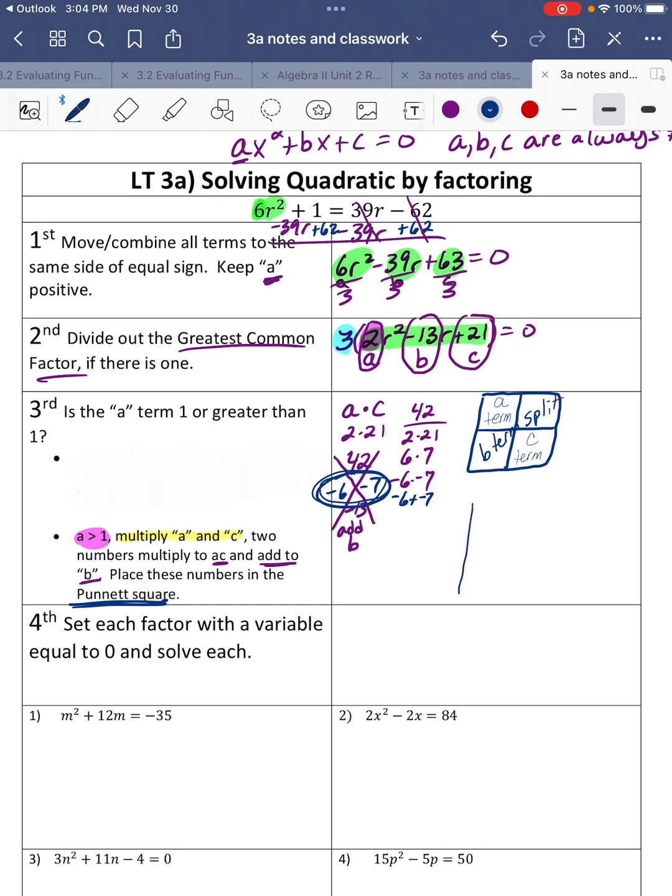So let's work this out. In the Punnett square, we're going to put the a term, which is 2r squared, top left. We're going to put the c term in bottom right, positive 21. And this b term, we're going to split it up into negative 6 and negative 7. Now it has to add up to the b term, so it has to add up to negative 13r. So we're going to place r's on the negative 6 and negative 7.